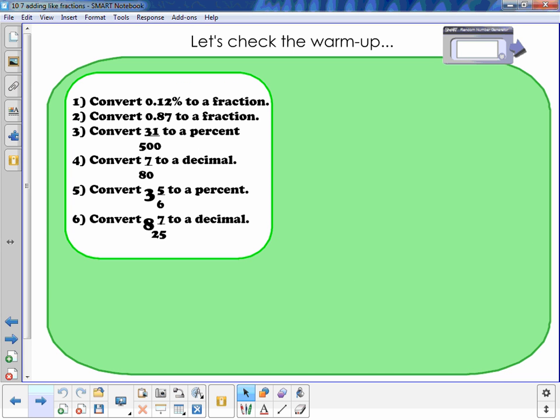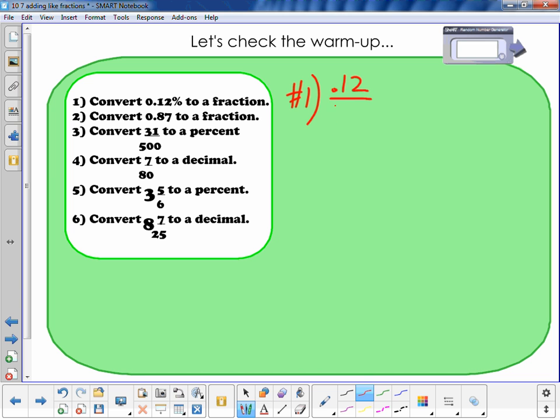Now I'm going to work through all the problems for the answers. So on number 1, it says convert 0.12% to a fraction. Well, we know that percent means out of 100, so you would put 0.12 over 100. Make sure you have the decimal in your numerator. Remember we talked about that when we filled out our foldable. Putting 12 over 100 would mean 12%.